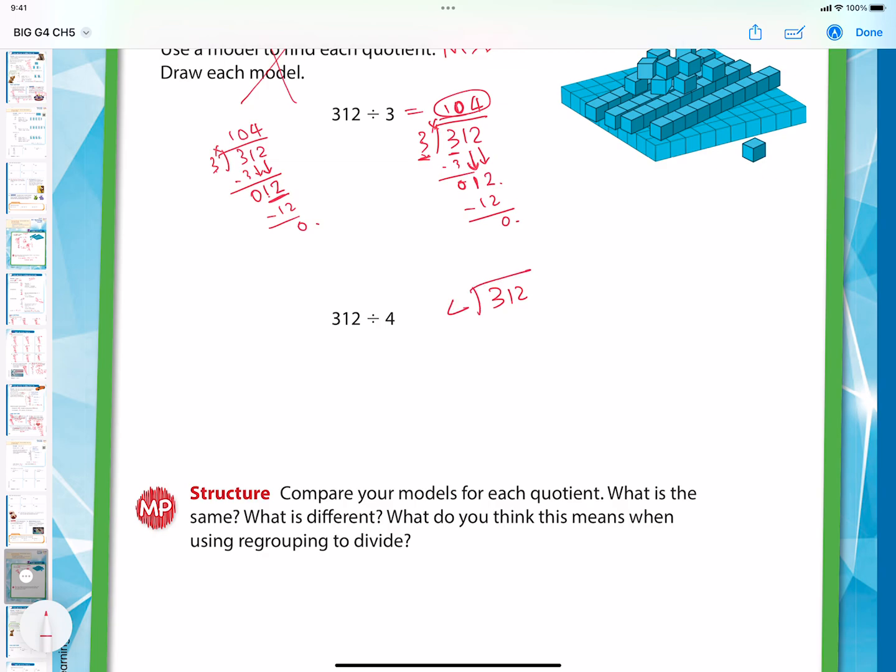312 divided by 4. Okay, 4 cannot fit into 3, so you need to work with these 2 digits together. Multiples of the divisor 4, and we know 4 times 5 is 20, and times 6 is what? 24. Times 7 is what? 28. Times 8 is 32. Hold on, we passed.